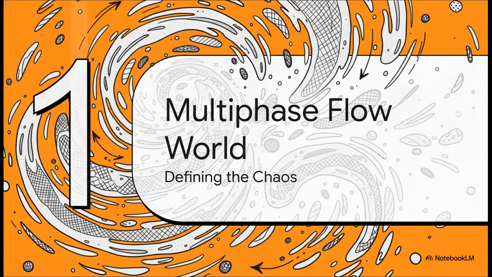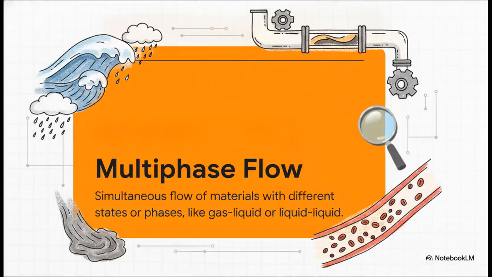All right, let's jump straight into Section 1, the multiphase flow world, defining the chaos. So, at its core, multiphase flow is exactly what it sounds like. It's the simultaneous flow of materials with different states or phases. This could be a gas and a liquid and another liquid, or even a solid and a liquid. And multiphase flows are absolutely ubiquitous in our world.